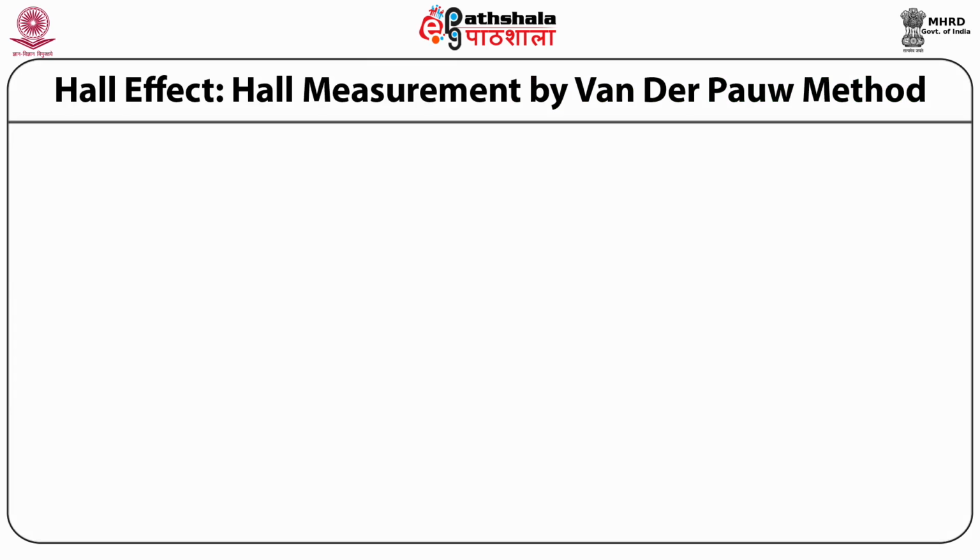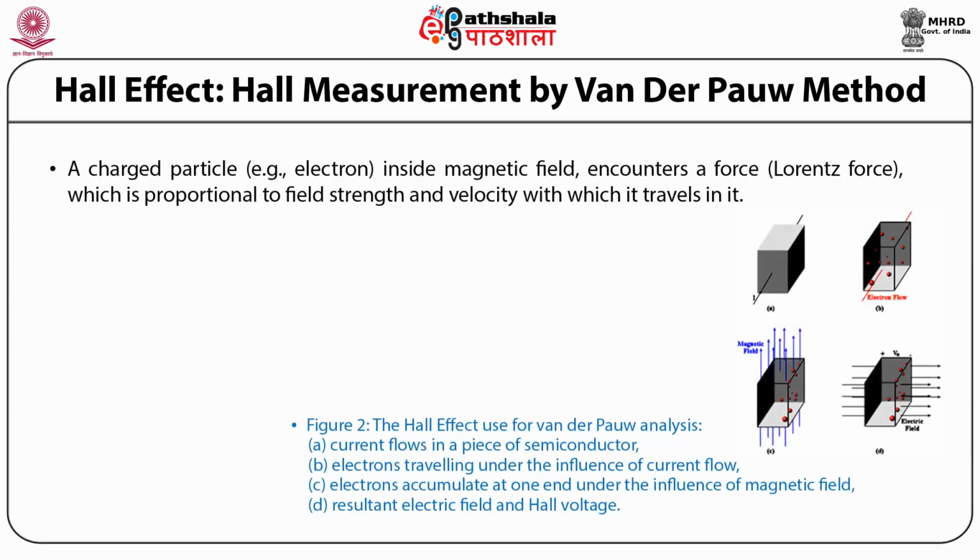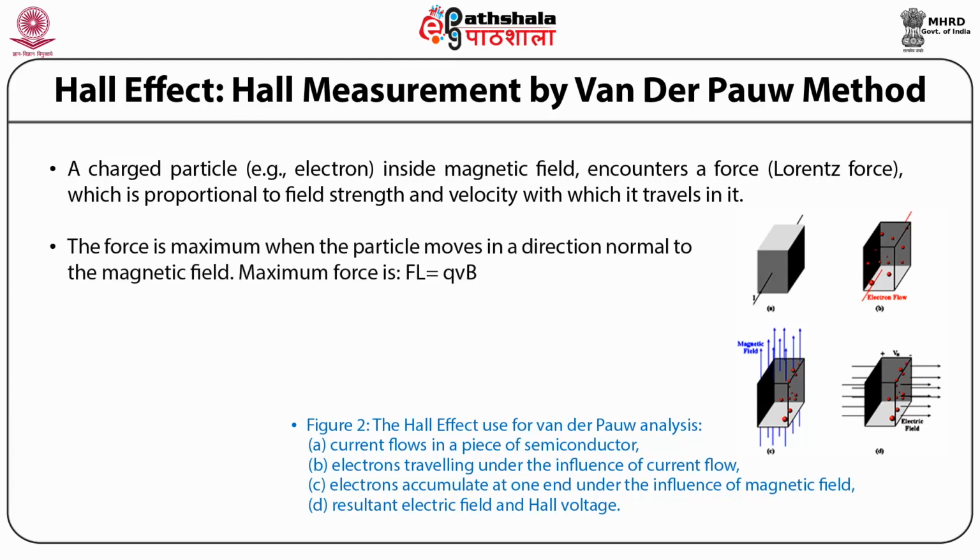Hall effect. Hall measurements by the van der Pauw method. A charged particle, for example an electron, inside a magnetic field encounters a force, that is a Lorentz force, which is proportional to the field strength and the velocity with which it travels in it. The force is maximum when the particle moves normal to the magnetic field. Maximum force is F_L = qvB.